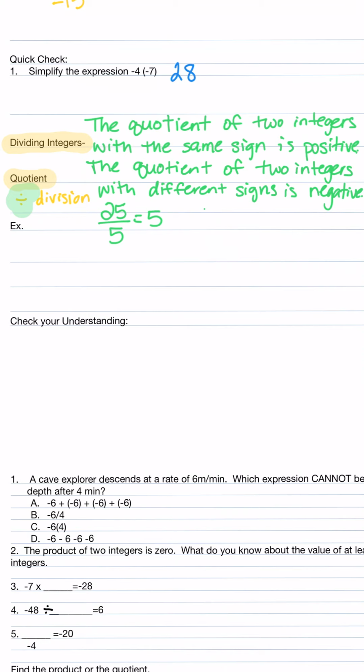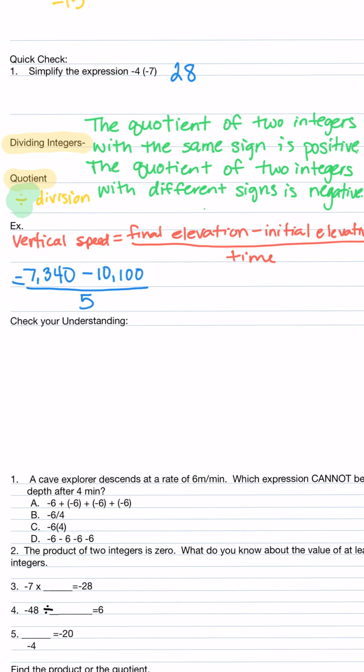So here's a real life situation that you might want to figure out. A rock climber is at an elevation of 10,100 feet. 5 hours later, she is at 7,340 feet. Use the formula to find the climber's vertical speed. So it's going to look like this. The vertical speed equals the final elevation minus the initial elevation over the time.